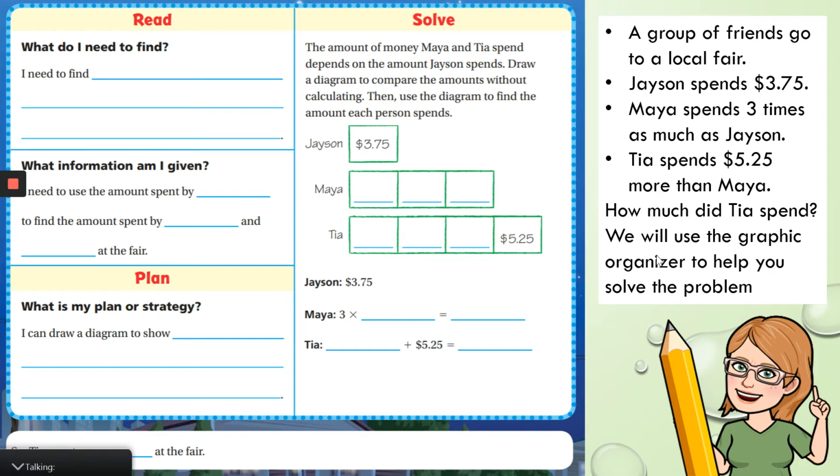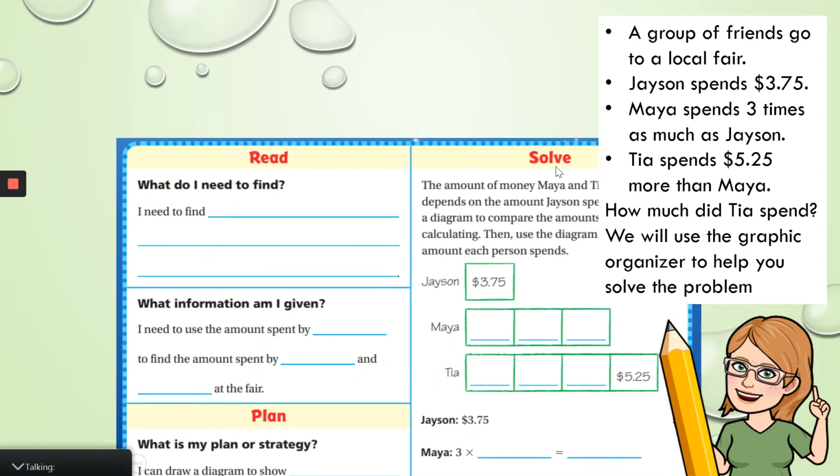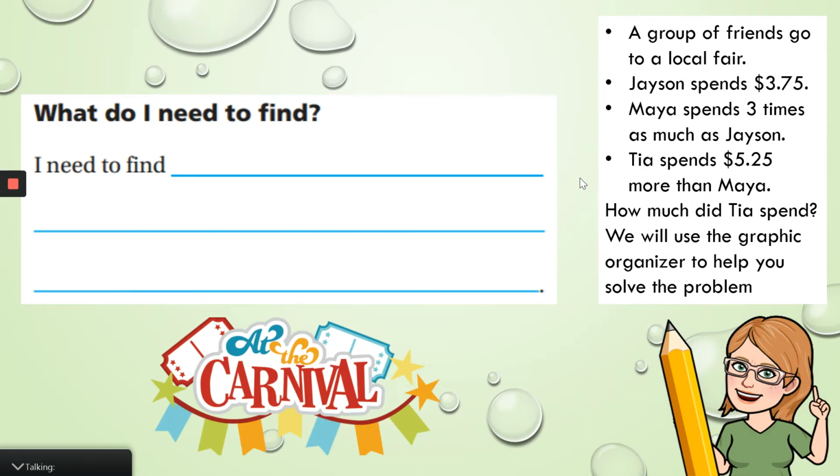We will use the graphic organizer to help solve the problem. So I'm going to break the graphic organizer up onto each slide as we go. Okay, the first part is, what do I need to find? Well, this one comes straight from the question. How much did Tia spend? That is what we need to find.